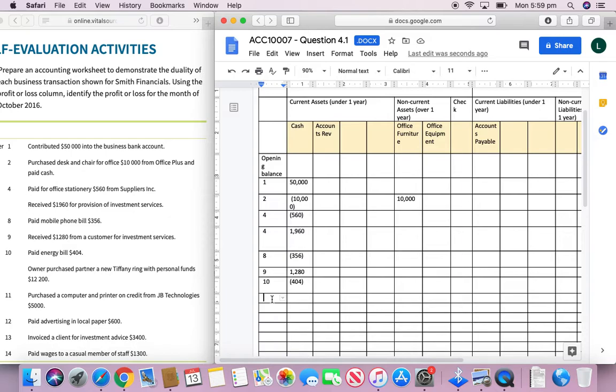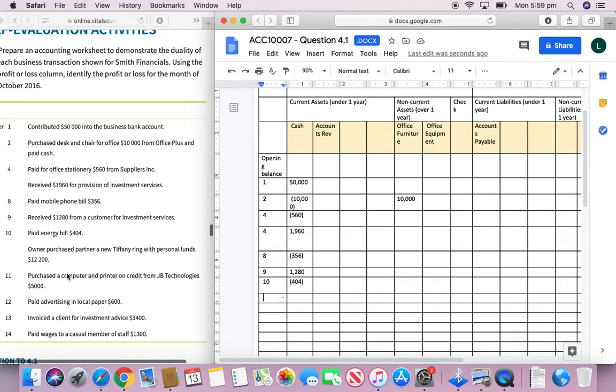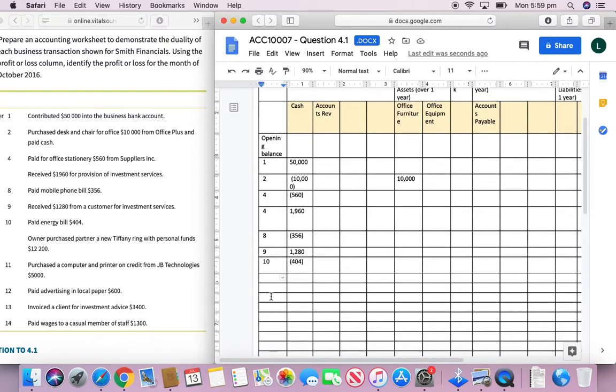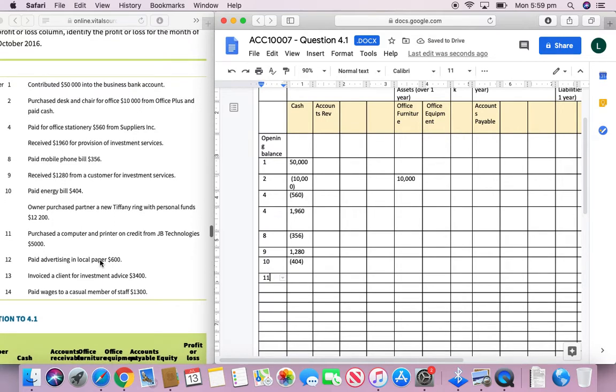Hopefully by doing this, you're getting a bit more of the swing of things now. So the next one, owner purchased the partner a Tiffany ring with personal funds of $12,200. So it's saying here personal funds. This is nothing to do with the business. We totally ignore this transaction. It's nothing to do with the business. So we skip that completely. It's got no impact. So let's go on to the next one, 11.